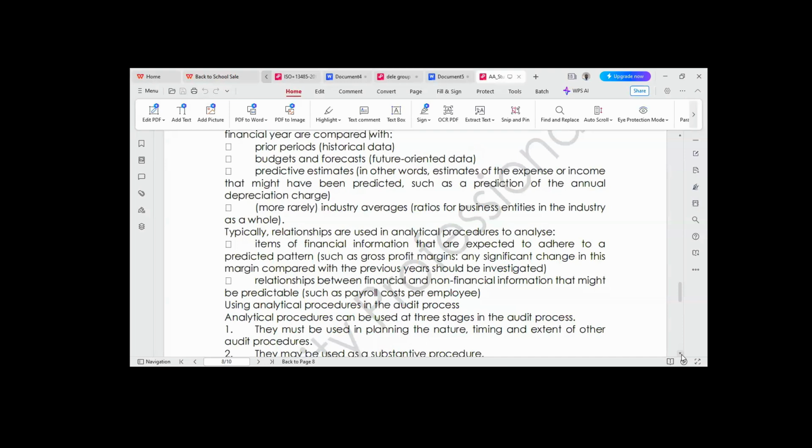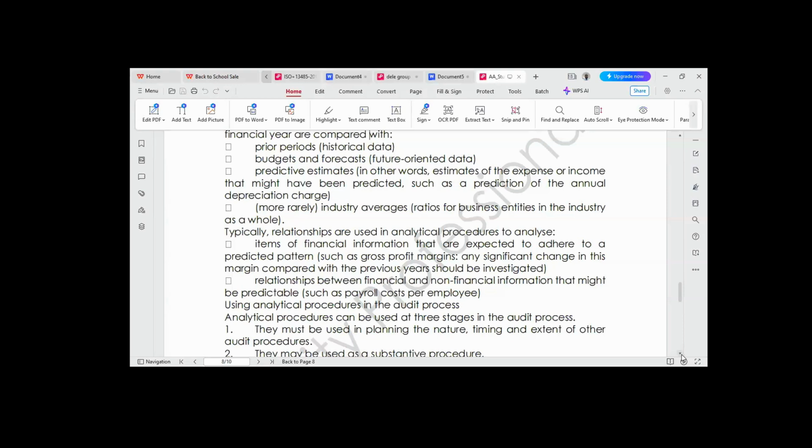So like I said, relationships are used in analytical procedures to analyze items of financial information. That is, you use it to predict the pattern, like the revenue I talked about, your gross profit. When there's a significant change, for instance in 2021 you made 100 million, 2022 you made 80 million, 2023 you made let's say 150 million, in 2024 you're not saying you want to make 500 million. That's going to be very, very massive, very significant.